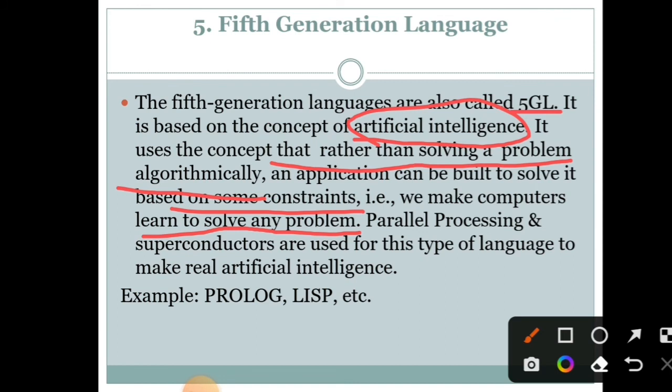So a computer is a dumb machine. It cannot take its own decision. But by using artificial intelligence, we can make computers solve any problems. Parallel processing and superconductors are used for this type of languages to make real artificial intelligence. The programming languages here are Prolog and LISP, List Processing.